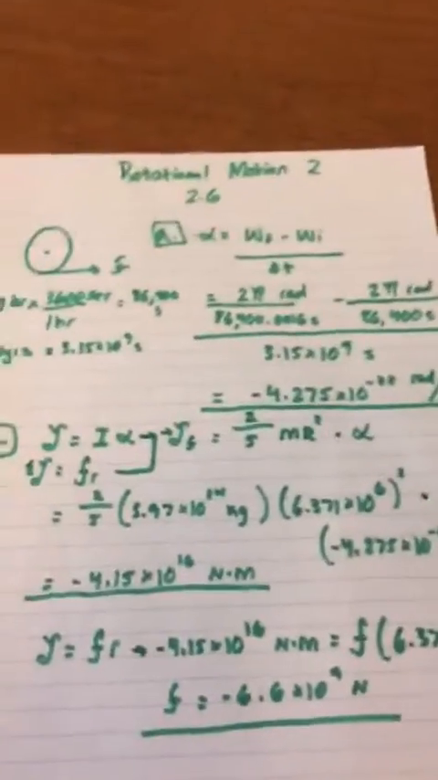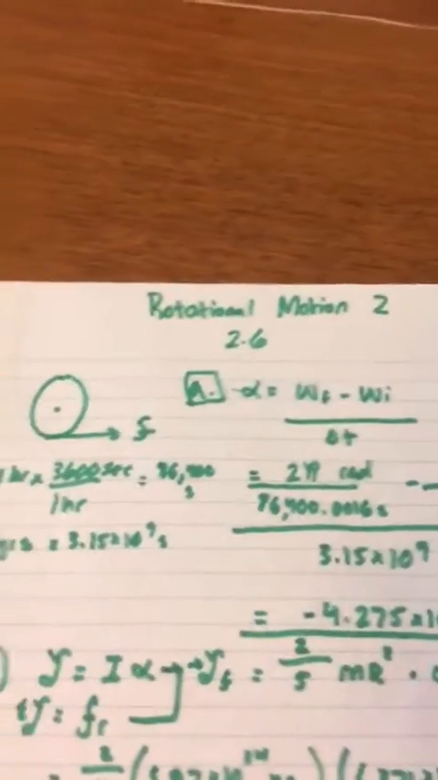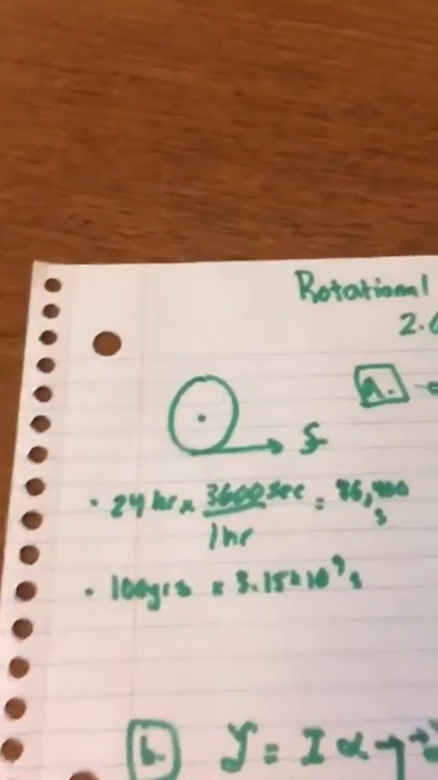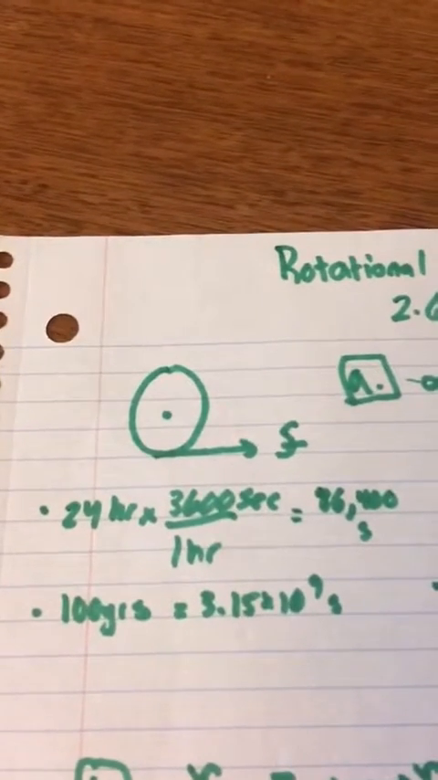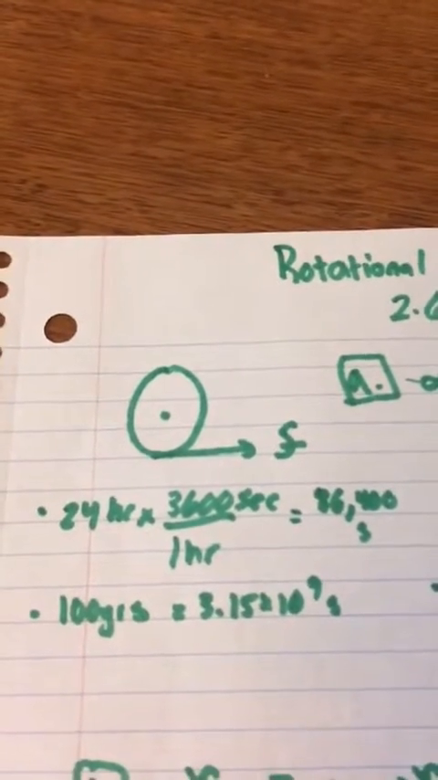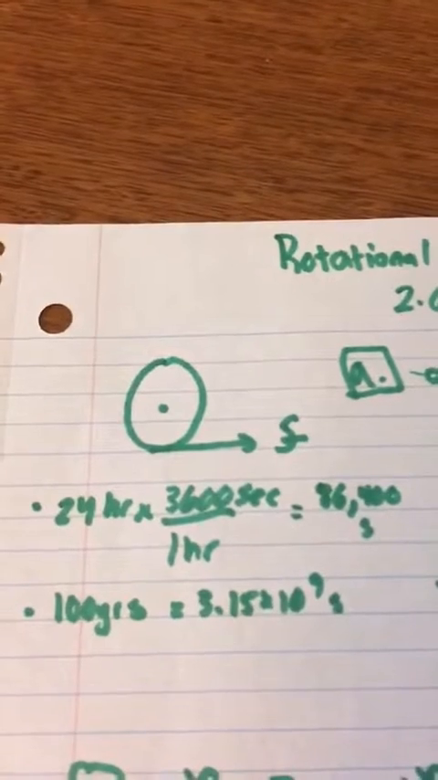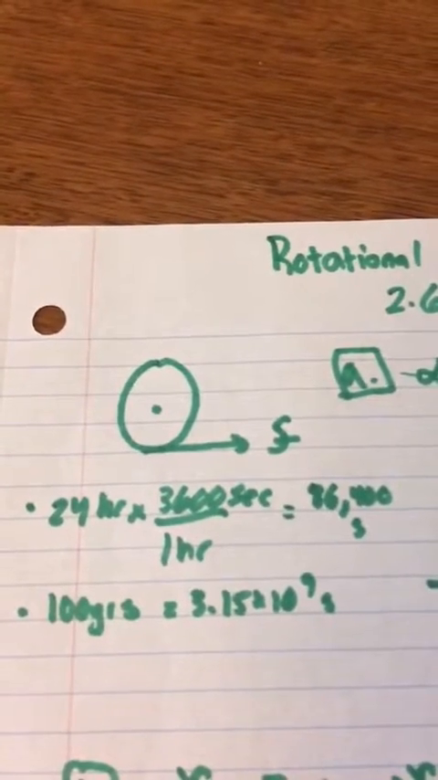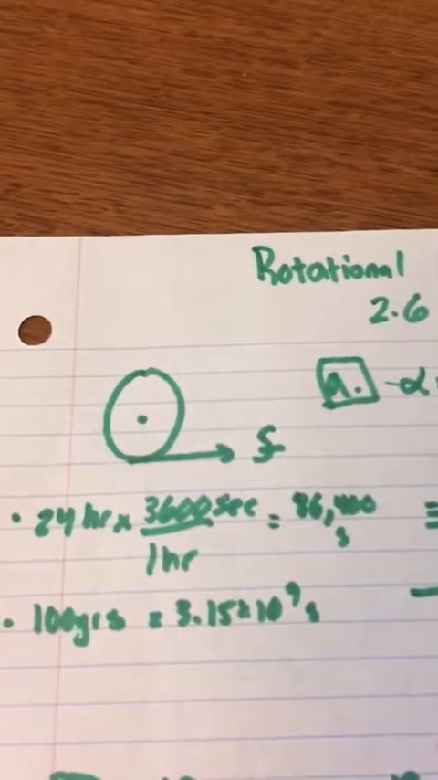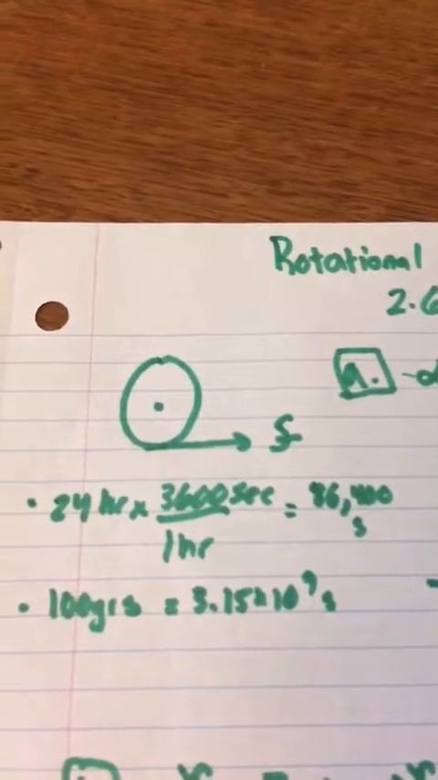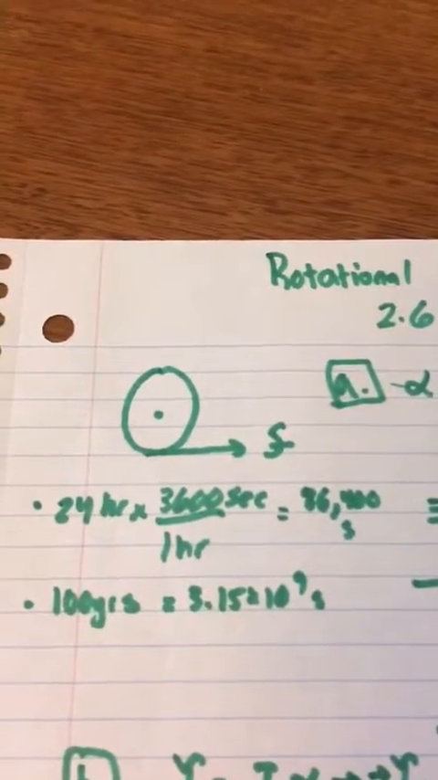Okay, so I'll be doing problem 2.6 from rotational motion 2. So just to get an intuitive feel of the problem, what we should first do is diagram it. So I basically just drew a torque diagram because what we're told is that every 100 years a frictional force increases the Earth's rotation period by 0.0016 seconds.